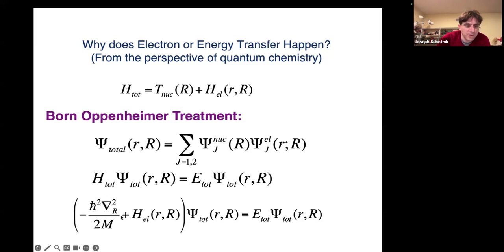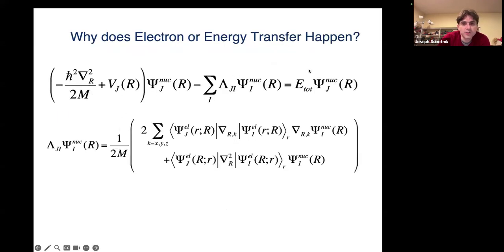So when this operator here, the kinetic energy, operates on psi total, you're going to get derivatives from here and from here and from both, and that's exactly what you see here. This is what the Schrodinger equation looks like. It's this kinetic energy operator plus the potential energy operating on a nuclear wave packet, and then plus some other stuff. And this is the other stuff that hides all the details about how wave packets move between surfaces and how it is, let's say, that you actually get electron transfer.